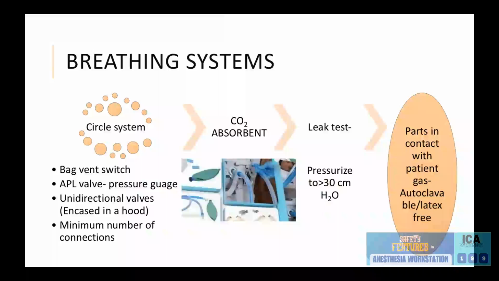There is a switch which tells you whether the patient is in manual mode or mechanical ventilation. There is a valve, the APL valve, which has a pressure gauge, which tells you how much the pressure is. The valves are unidirectional and they are encased in a hood so that gases can be collected in the reservoir for scavenging. There are a minimum number of connections.